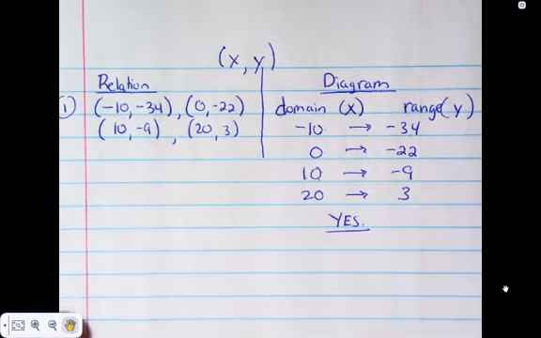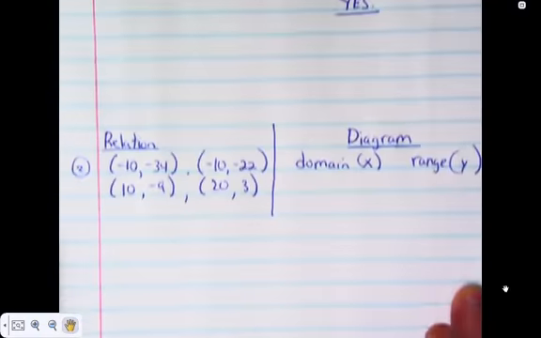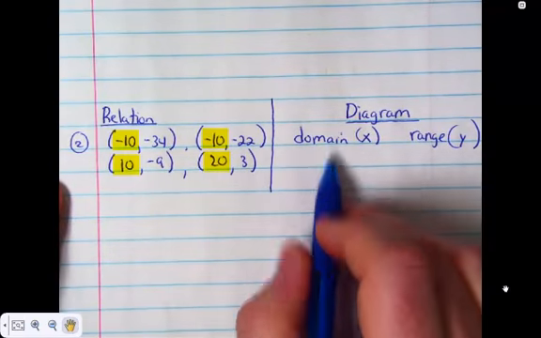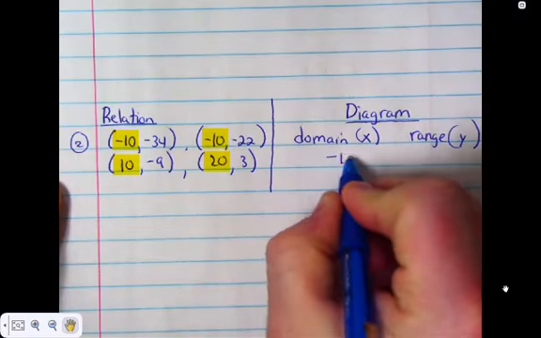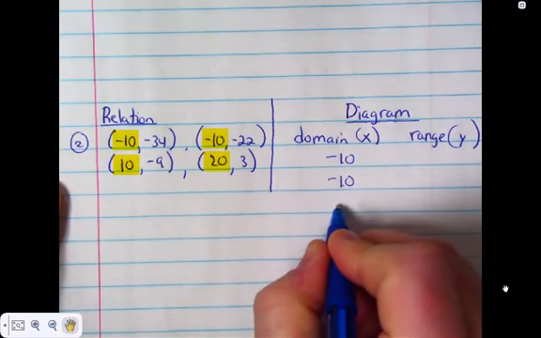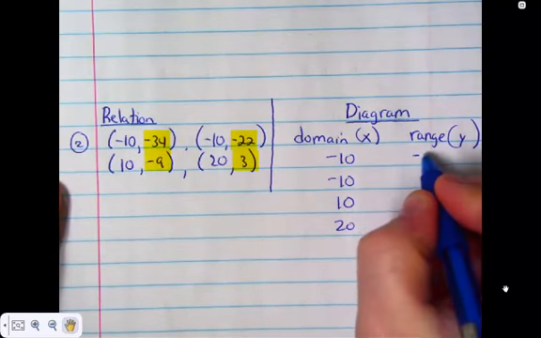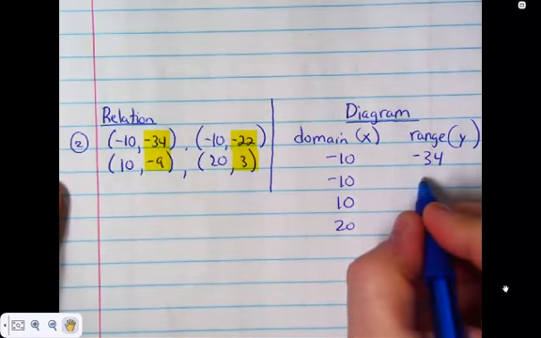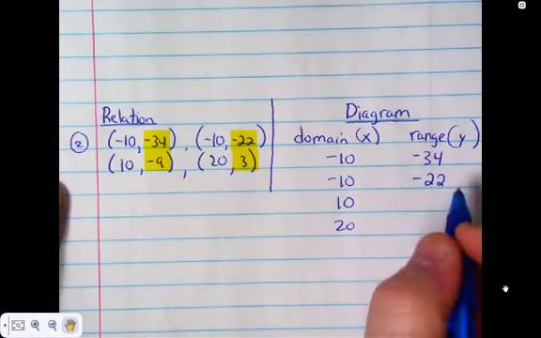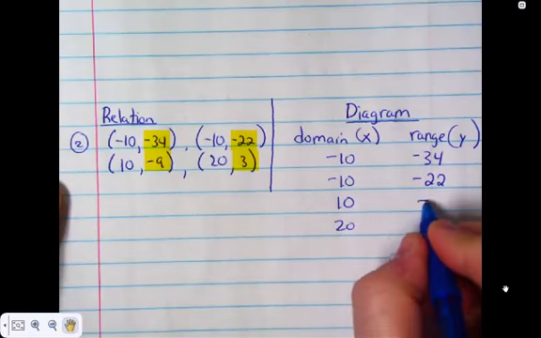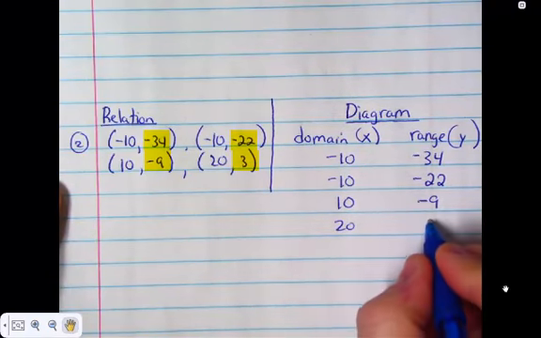Let's take a look at one that may not be a function. Example 2. Once again, I've got my relation over here, and I'll list my domain and my ranges again. So I have -10, -10, 10, and 20. This -10 matches with -34. This -10 matches with -22, and I hope you're kind of seeing something there already. This 10 goes with -9, and this 20 goes with 3.